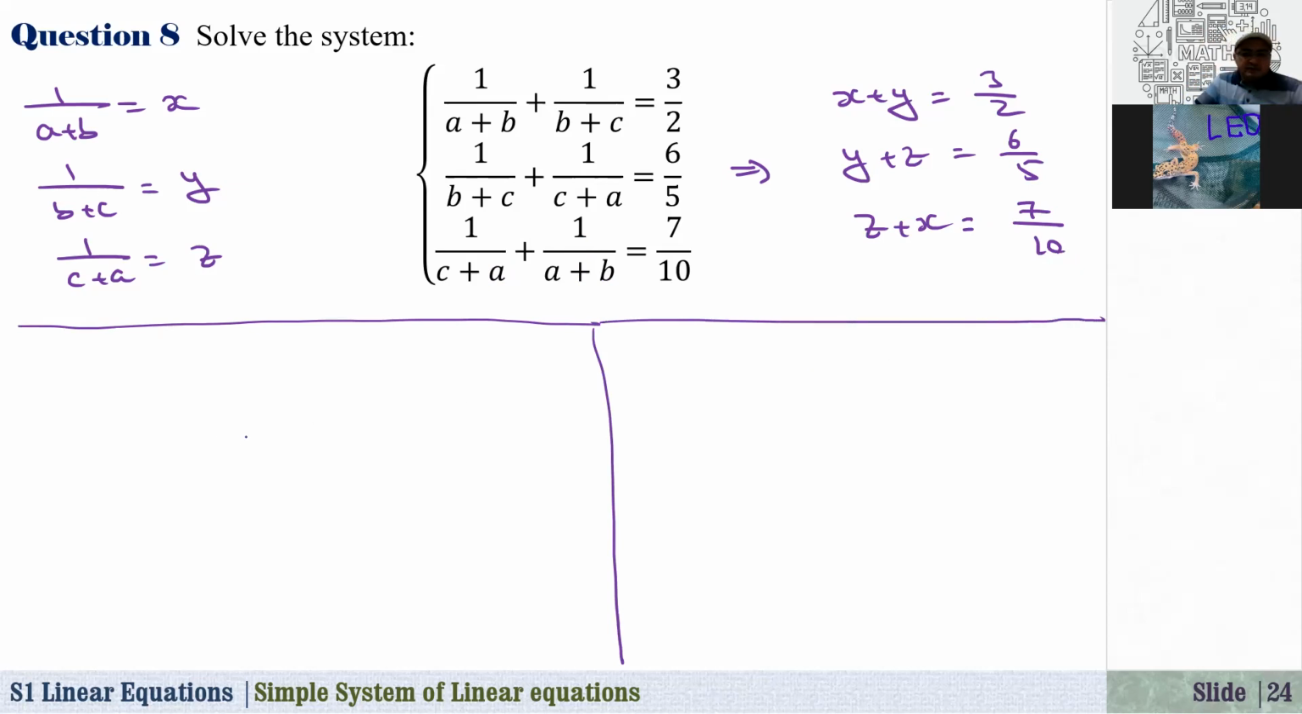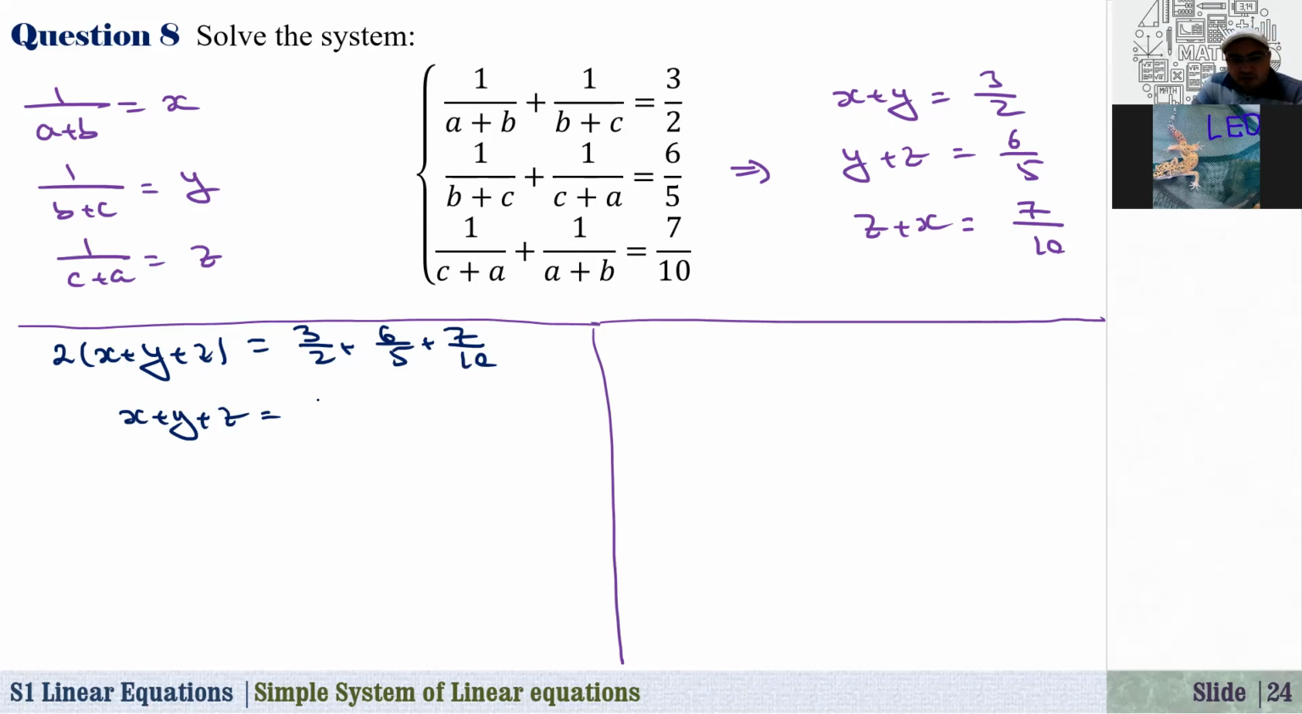Now, after this, let's continue here. If we just add them all together, right? x plus y plus z. So here we have 2 times x plus y plus z. On the right-hand side, we have 3 over 2 plus 6 over 5 plus 7 over 10. So what is it? That's equal to 17 over 5. So from here, x plus y plus z is equal to 17 over 5.